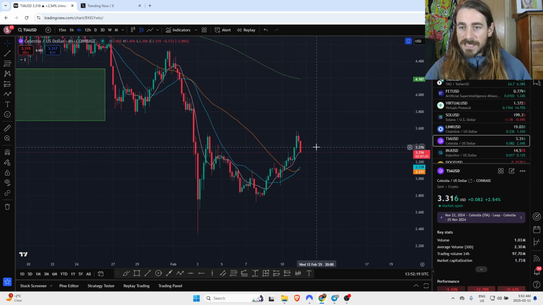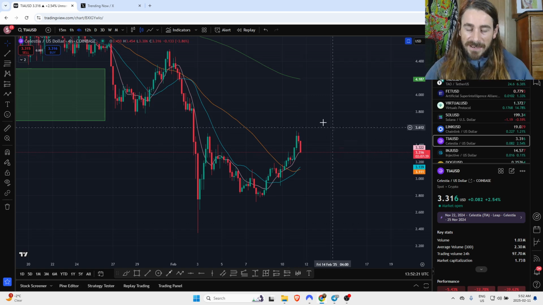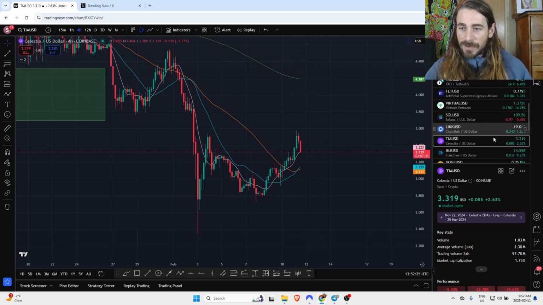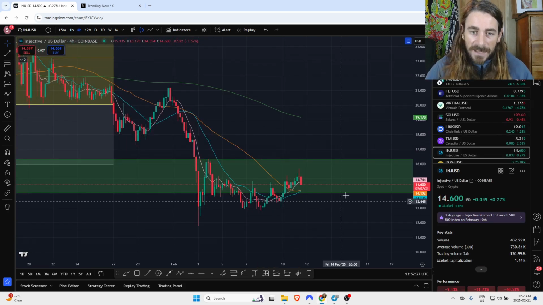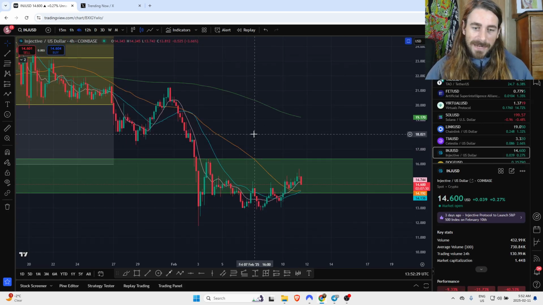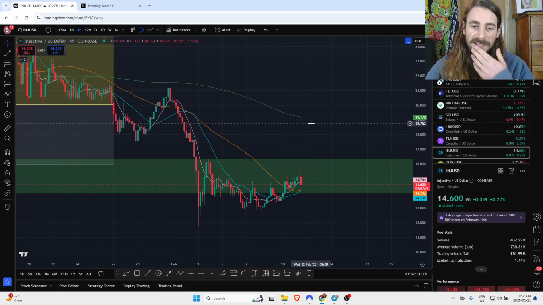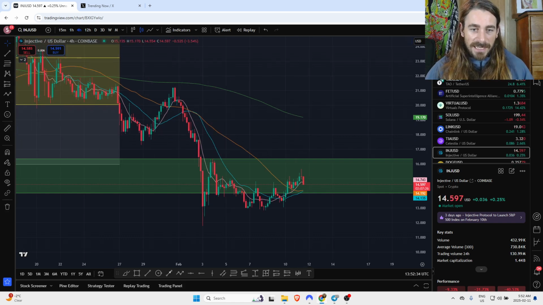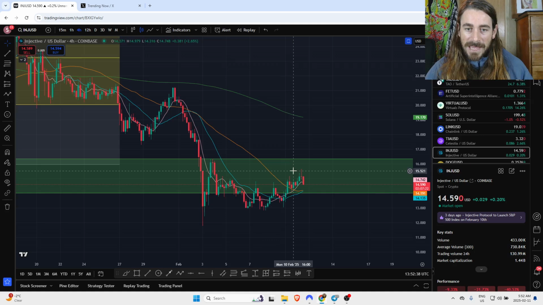Just make sure it's holding this low on the 4-hour, and if we do see that higher high, higher low, it might be a good position to take a little swing in Celestia. It's been pretty beaten down over the last week, month, more so than a lot of the other alts. Same with Injective here, coming down, sweeping our area here, deviating below it a little bit. We've gained it back here, holding these lows for now, but again, just consolidation.